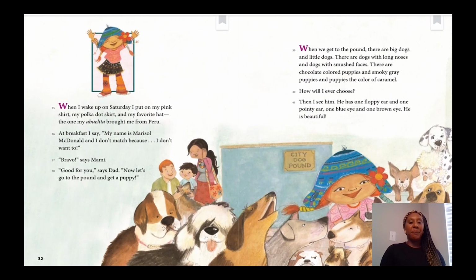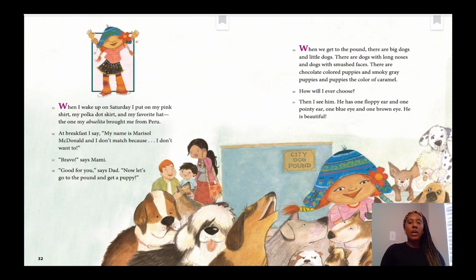When I wake up on Saturday, I put on my pink shirt, my polka dot skirt, and my favorite hat, the one my abuelita brought me from Peru. At breakfast, I say, my name is Marisol McDonald, and I don't match because I don't want to. Bravo, says Mama. Good for you, says Dad. Now let's go to the pound and get a puppy.